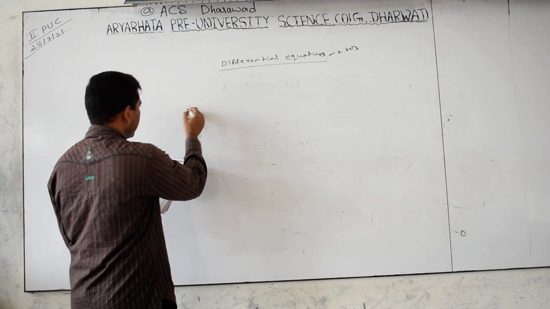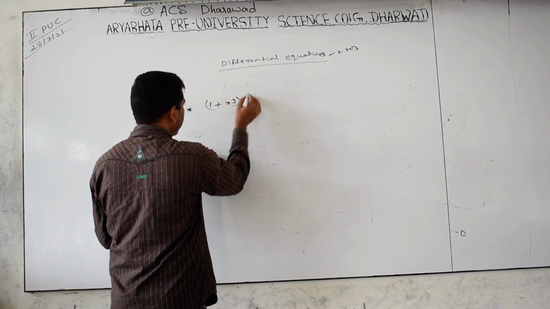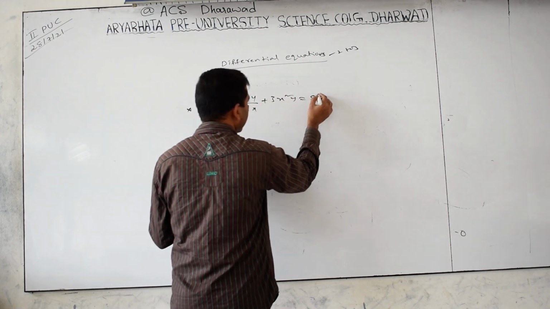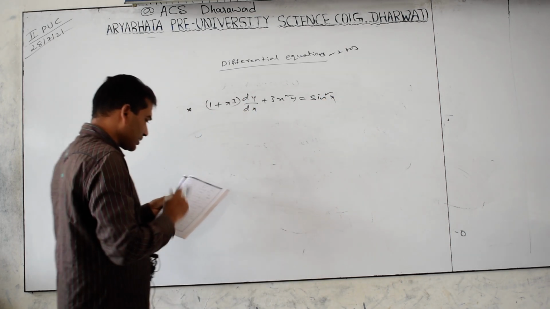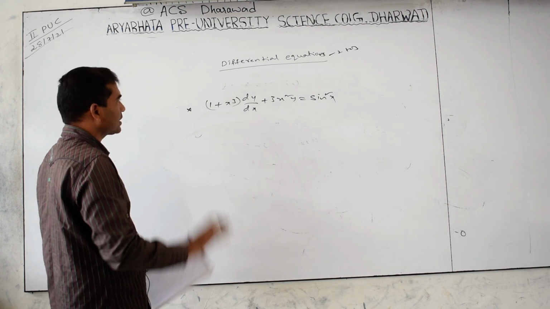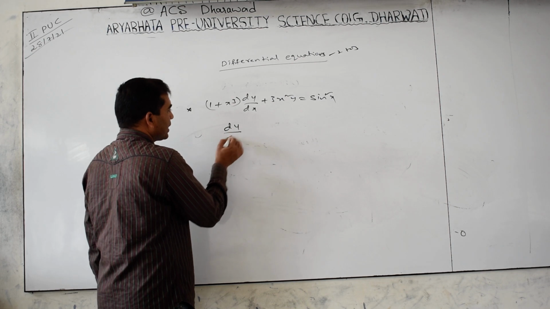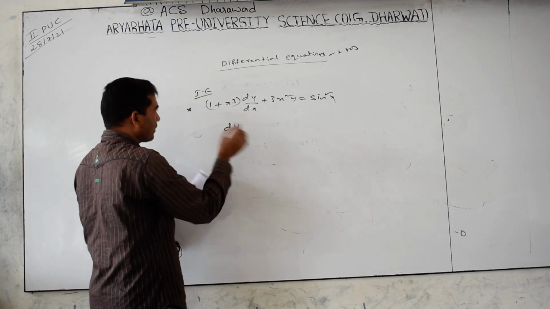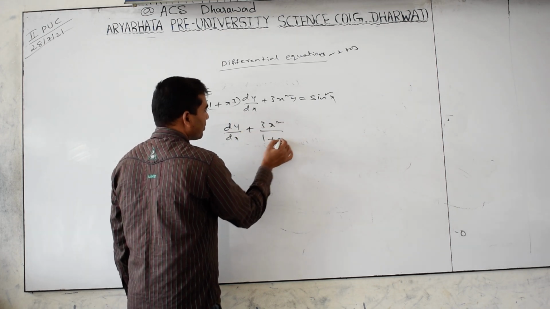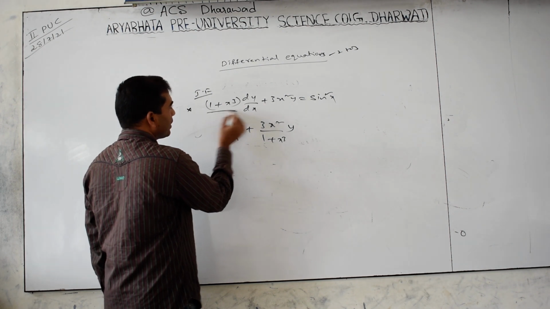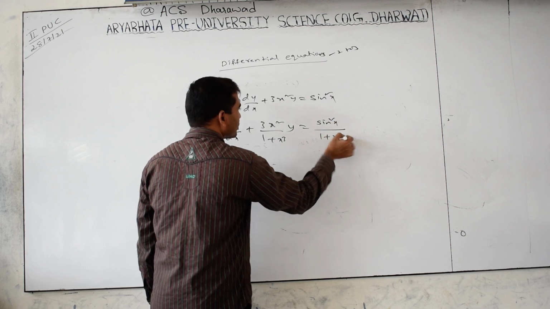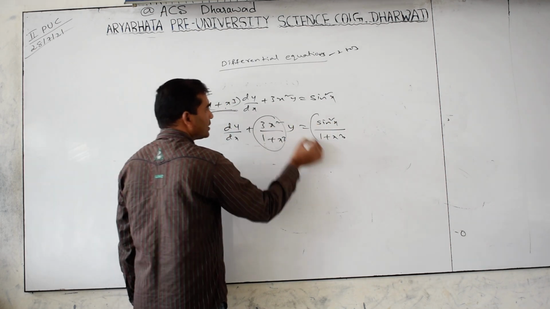Next, (1 plus x cube) dy by dx plus 3x square y equals sin square x. In the material you will get many questions, you can go through those. On page number 72 you will get many questions, and a few of them I am discussing. What is the IF, the integrating factor of this? First divide by this: dy by dx plus 3x square by (1 plus x cube) into y, making the dy by dx coefficient 1, equals sin square x by (1 plus x cube). This is the p and this is the q.